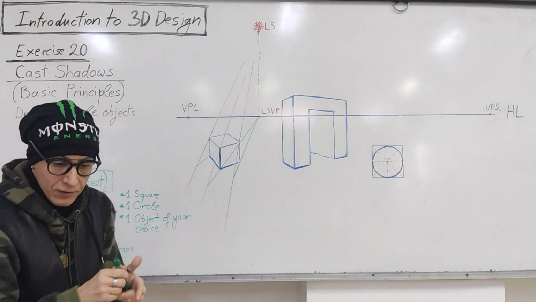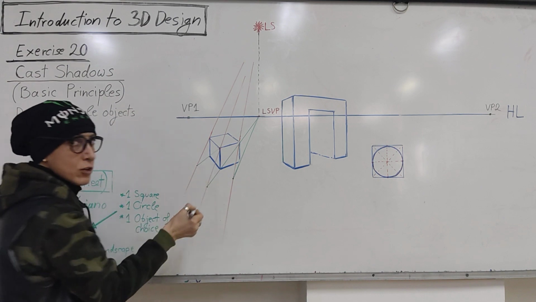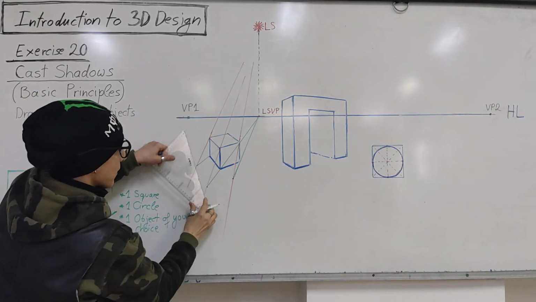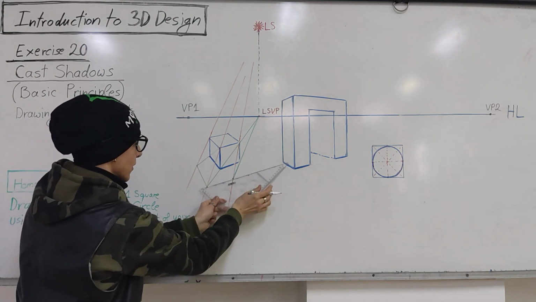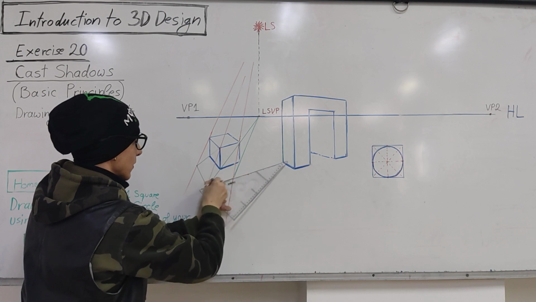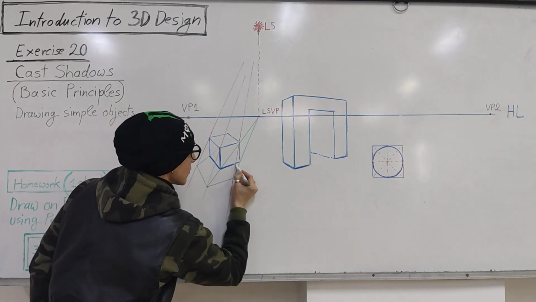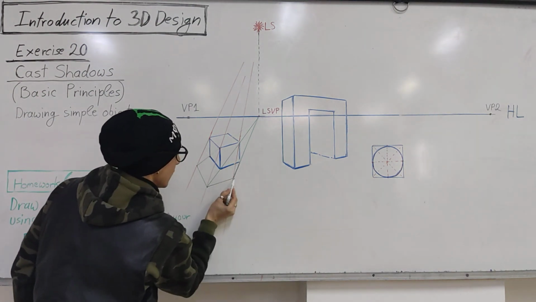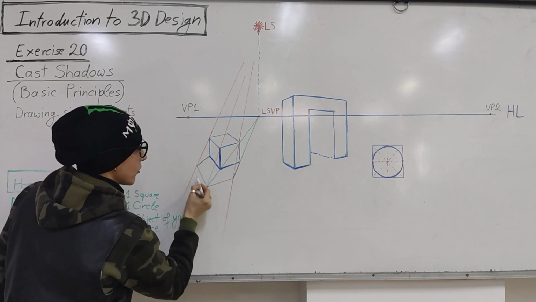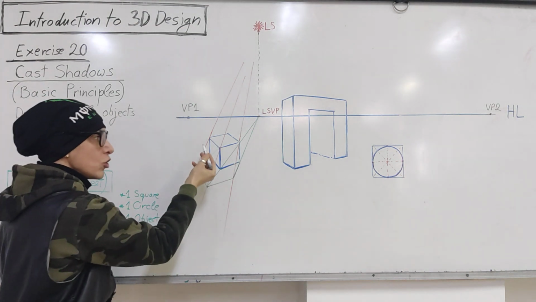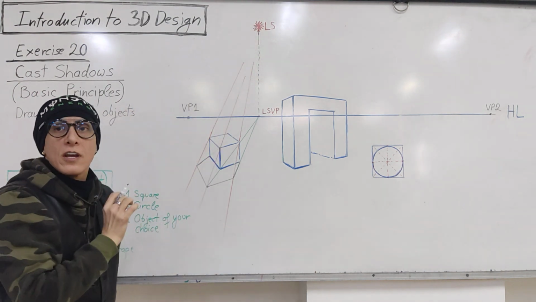The lines intersect. Where they intersect, here and here and here, we will just connect them, okay? Okay. Now, where is the shadow area? All of this here. All of this here is the shadow area of this cube, of this size, in this perspective point, and the light source in this location.